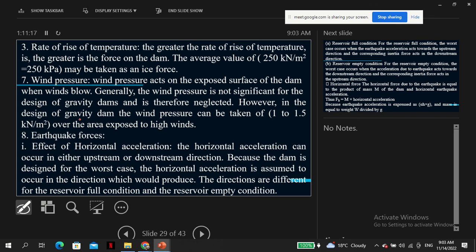Wind pressure acts on the exposed surface of the dam when wind blows. Generally, the wind pressure is not significant for the design of gravity dams, and it is therefore neglected.